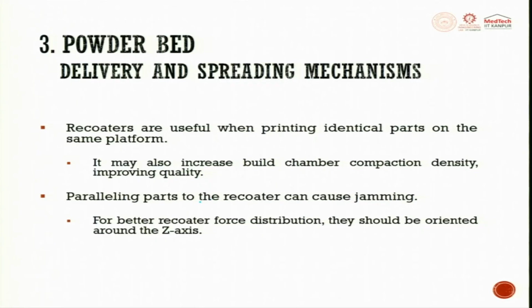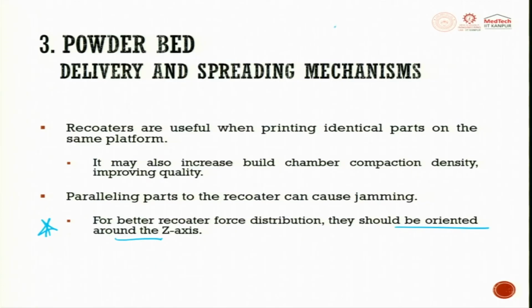Paralleling parts to the recoater can cause jamming. For better recoater force distribution, they should be oriented around the Z axis. So, this is also an important point which you are trying to do.